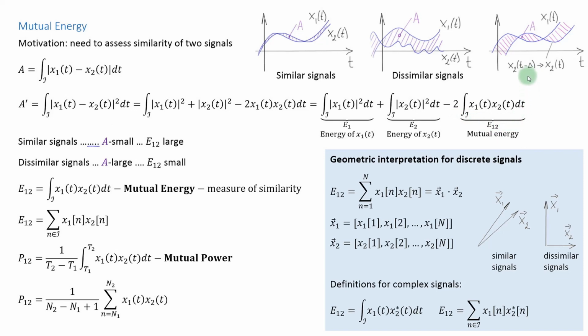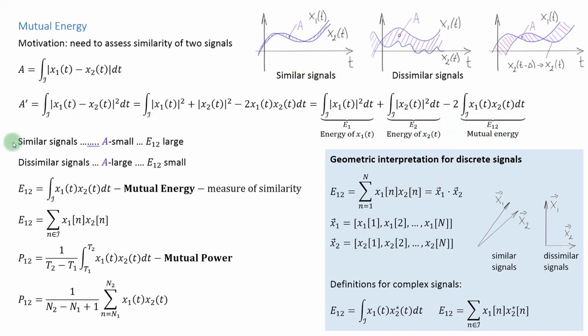And in the opposite direction, if I start here and I would move this signal back to this position, I would get more similar signals. That would mean that this area would be smaller. That would also mean that the value of this integral would be smaller. This still would not change, and consequently the mutual energy would have to get bigger. Thus, when I get more similar signals, the mutual energy gets bigger.